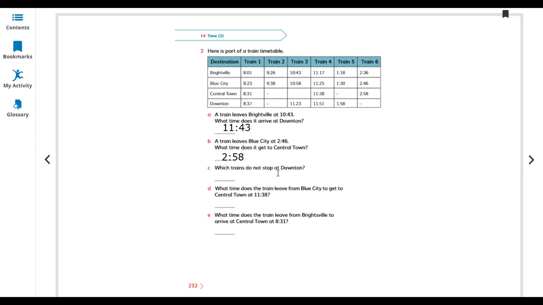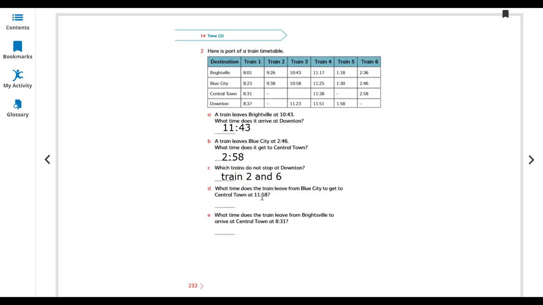Which trains do not stop at downtown? Where is downtown? It's train 2 that does not stop, and train 6. So trains 2 and 6 do not stop at downtown.